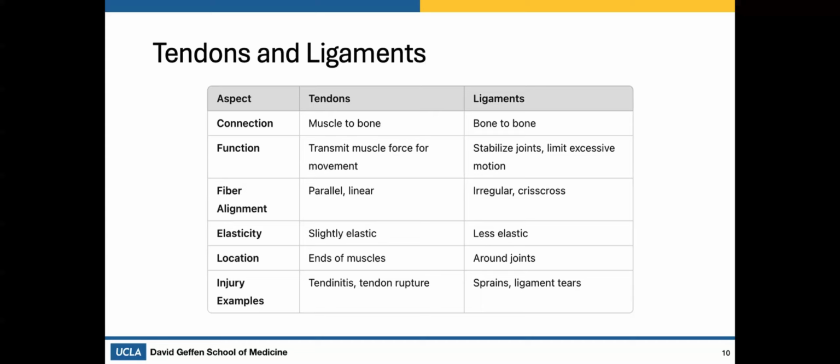And last, structure. Tendons are cord-like, and they have a linear structure suited to their function in force transmission, whereas ligaments are more band-like or sheet-like, tailored to their role in stabilizing joints. I hope the diagram on the screen provides a little bit more understanding of some of the key differences between tendons and ligaments as it relates to their connection, function, fiber arrangement, elasticity, location, and there are a couple of examples there to help you paint those pictures clearly.